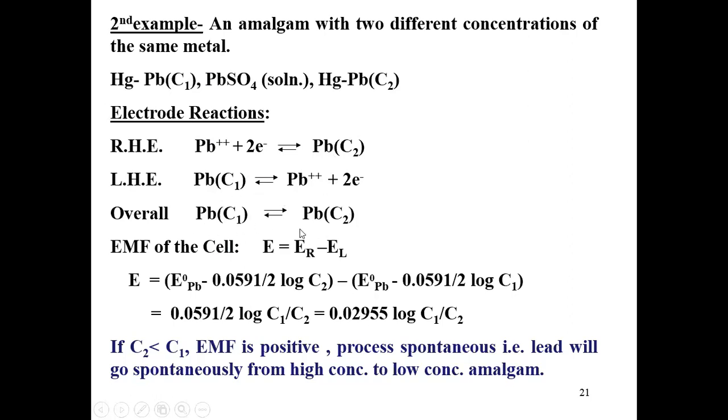EMF of the cell is cathode minus anode. So cathode minus anode, this lead concentration cancels out. So ultimately it comes down to C1 by C2, right? And 2 electrons are involved. So again, this EMF of the cell will be positive as long as C1 is greater than C2, right? So ultimately what happens is there is a transfer of lead from the higher concentrated electrode C1 to C2, which is lower in concentration, and it will continue to produce electrical energy till both the concentrations of the electrodes are equal.